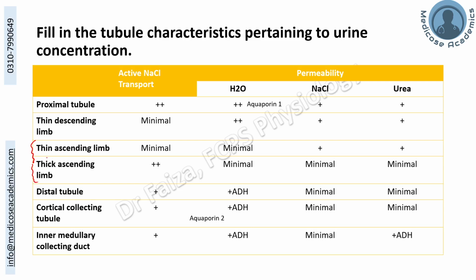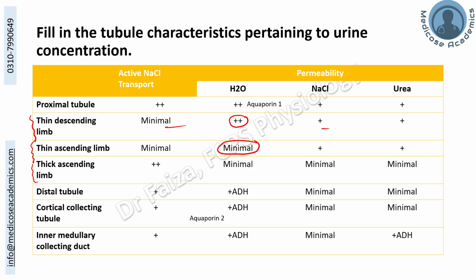As we discussed in the previous session, this is the thin descending limb. The thin descending limb is much more permeable to water and less permeable to salts, whereas the thin ascending limb is virtually impermeable to water. So keep in mind these two characteristics to understand the mechanism of countercurrent multiplier.